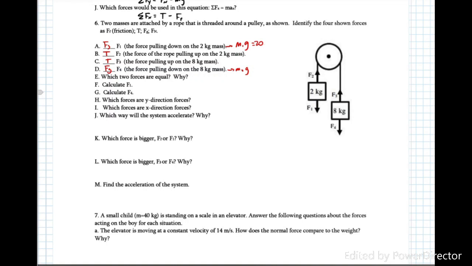Then the next part is calculate the forces. Force 1 is mass 1, 2 kilograms, times the acceleration due to gravity, so it's 20 newtons. Force 4 is mass 2, 8 kilograms, times the acceleration, 10 meters per second squared, 80 newtons. Force 2 and force 3 are both tension, and they are the same. So in this case, tensions are equal.